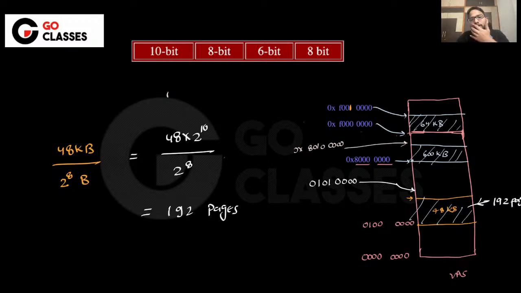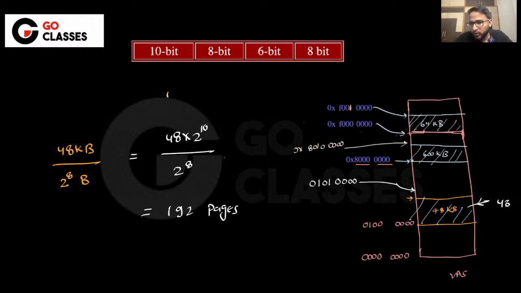Now, can you convert for everything? Can you convert how many pages I need at every moment? So this was 192 pages, and similarly, maybe I can write it as 48 into 2 power 2 pages. Okay, this 192 is coming from 48 into 2 power 2.